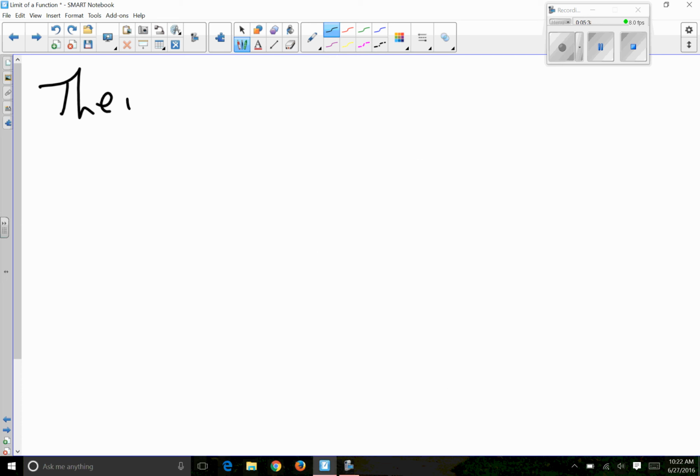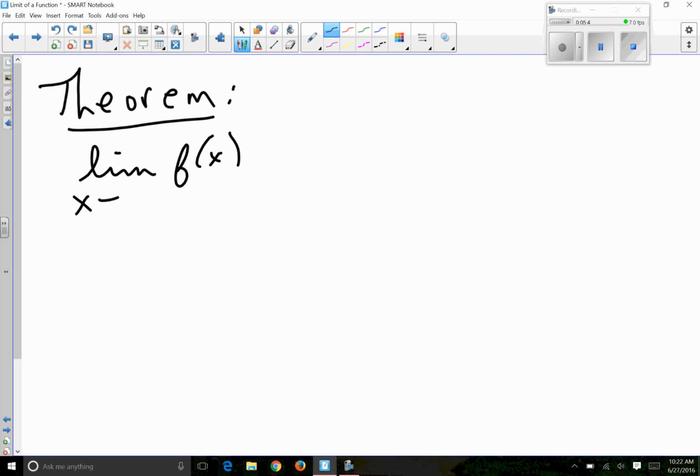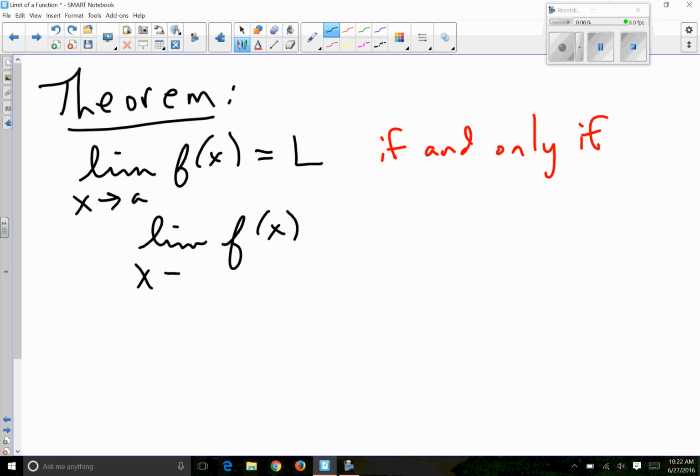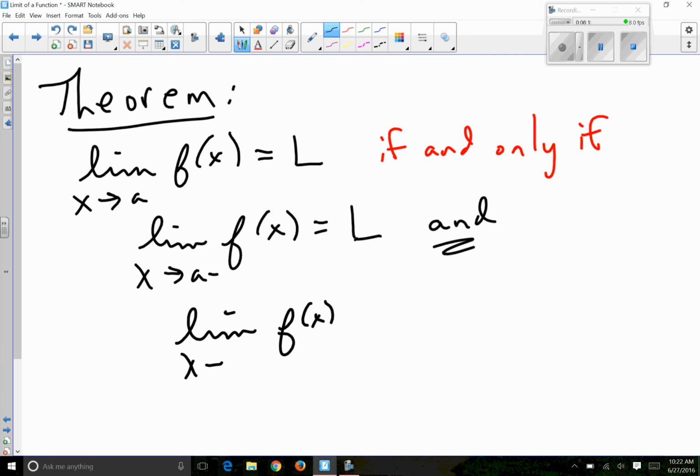Here's a theorem. The limit of f of x as x approaches a is equal to L if and only if the limit of f of x as x approaches a from the left is equal to L and the limit of f of x as x approaches a from the right is equal to L.